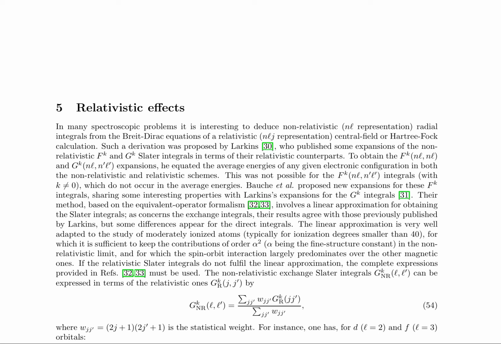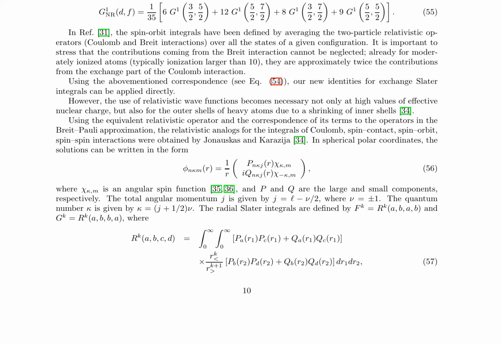The authors emphasize the significance of the linear approximation, which is well suited for moderately ionized atoms, where spin-orbit interaction dominates over other magnetic interactions. They provide equations 54 and 55, which express non-relativistic exchange Slater integrals G^k_NR in terms of relativistic ones G^k_R, utilizing statistical weights W_jj'.